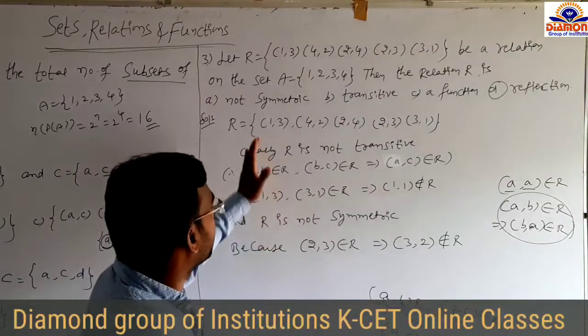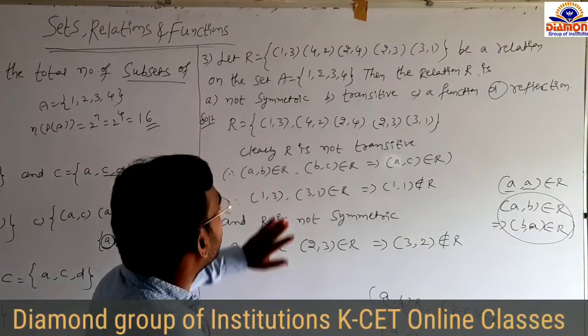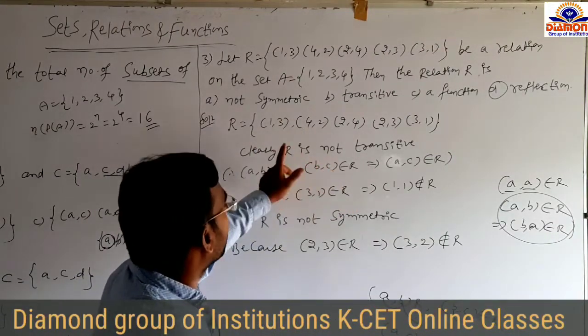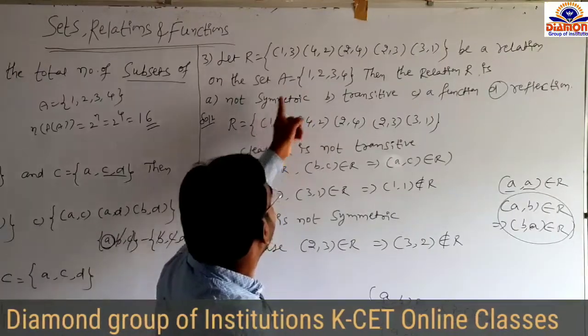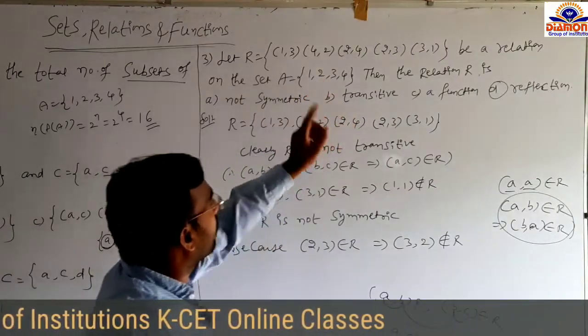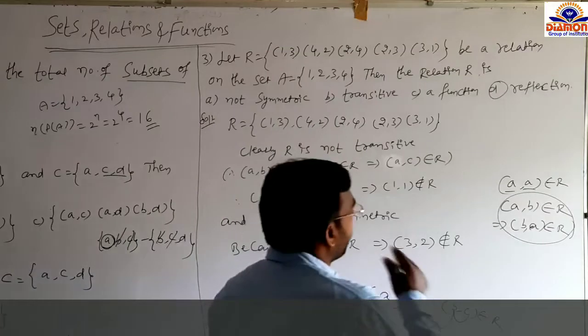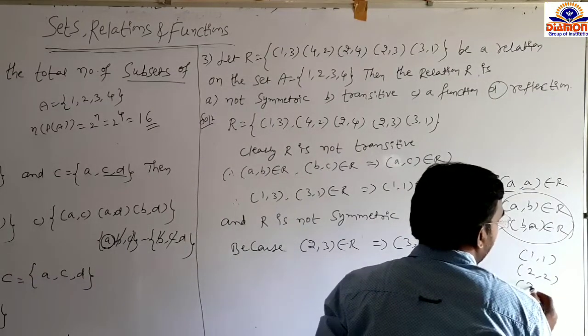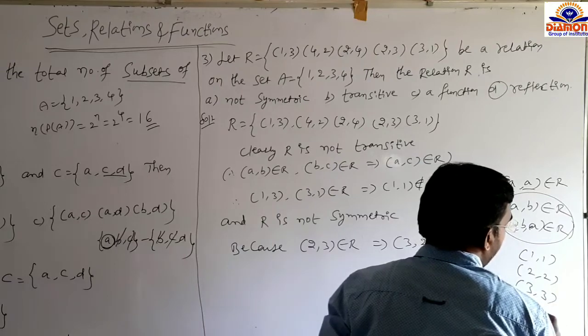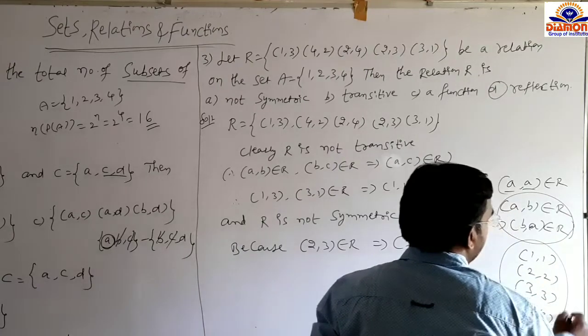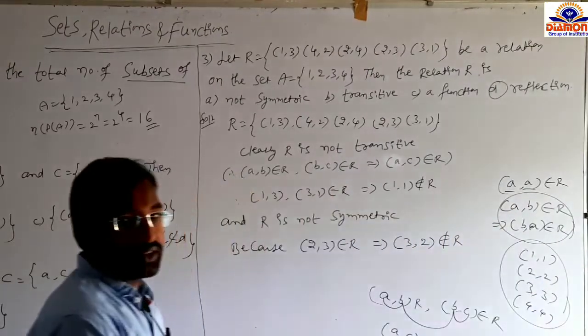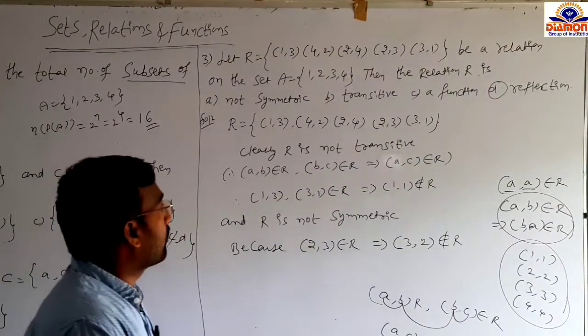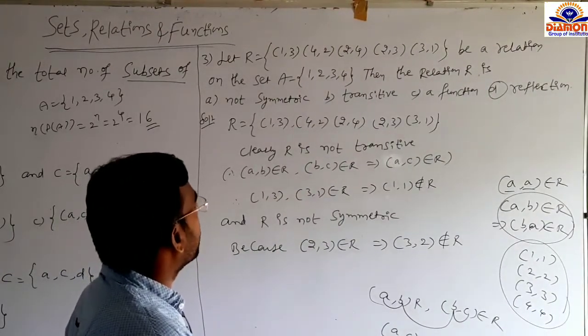So here see this relation. Clearly this is not reflexive, because the relation depends on the set A. Set A is {1, 2, 3, 4}. In the given relation, (1, 1) is not given, (2, 2) not given, (3, 3) not given, (4, 4) not given. That's why this is not reflexive. The reflexive condition is not satisfied.